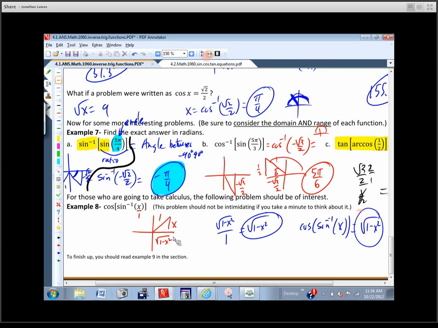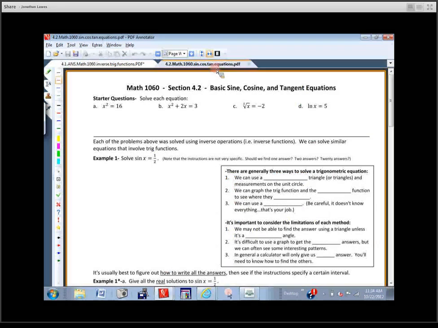Okay. Those of you that are going to take calculus, that'll really come in handy. I'd keep that in mind. And then you should also read example 9 from this section. That's pretty helpful. I think it goes right along with that. So let's go to 4.2. Let's take a look at this.